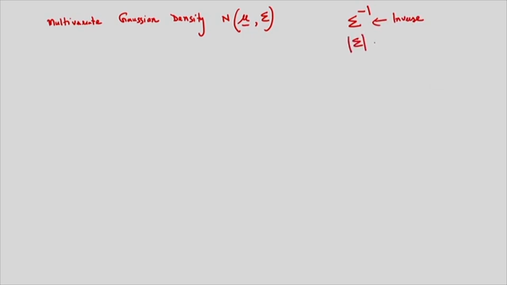This multivariate Gaussian density is represented like this: N, that is the normal distribution, with the mean vector and the covariance matrix. So these two parameters are the mean vector and the covariance matrix. And this sigma inverse is nothing but the inverse of the covariance matrix. And this is the determinant.